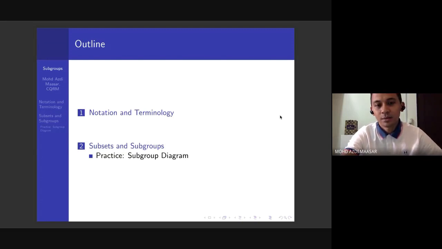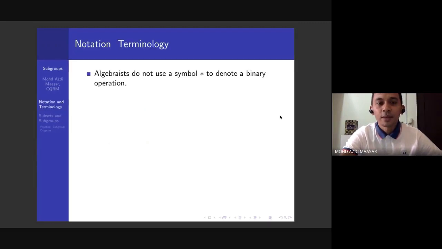a practice of drawing a subgroup diagram that you will post on your future. Okay, so you're going to look at notation and terminology that we're going to use from now on. So what we have seen so far, we are familiar with using the symbol of an asterisk here. But from now on, we want to be more in line with algebra. We are in an algebra environment, so we are not going to use this symbol.